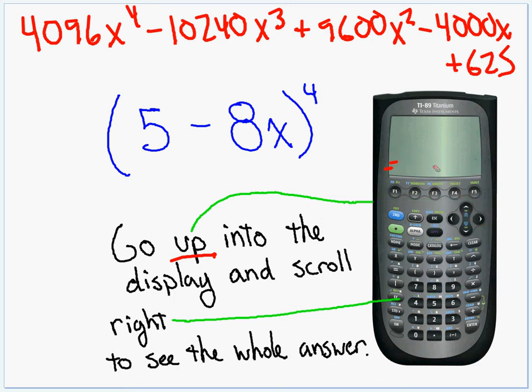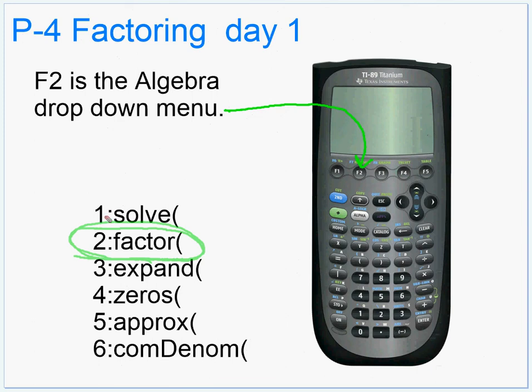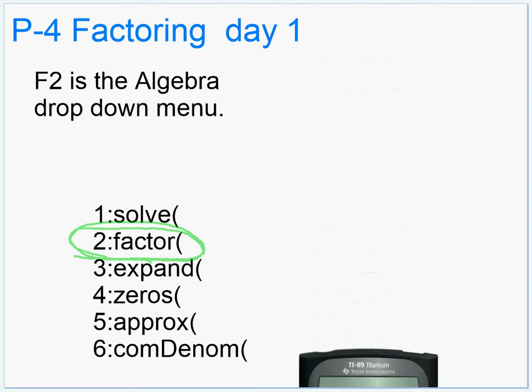So be aware that your answer might not fit in the display screen. We can always get up there and scroll around with those arrow keys. Now, let's look at the solve and the factor at the same time. These are very closely related. Again, this is still on the F2 drop-down menu. And let me get a little room over here and show the difference between the two.